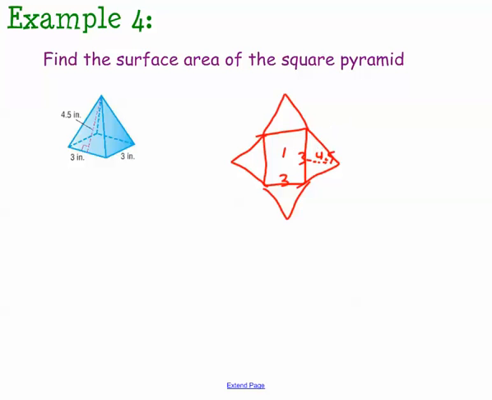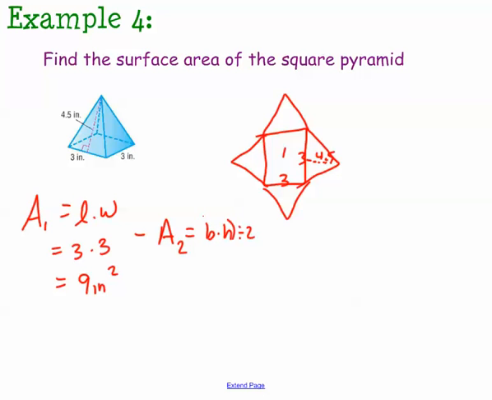So number 1, the area of my square, length times width. So that just gives me 3 by 3. So the area of my square is 9 square inches. And the area of my triangles, the area of my triangle is base times height divided by 2. So 3 times 4.5 divided by 2 is 6.75.